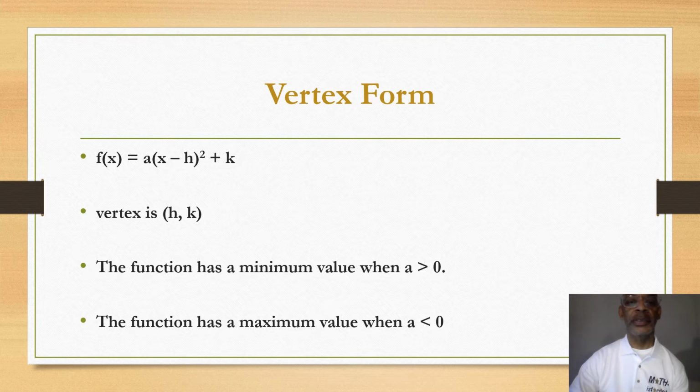Vertex form. Vertex form for a quadratic function is f of x equals the product of a times x minus h squared plus the k value, where the vertex is h, k. The function opens up when a is greater than 0. It will have a minimum value. The function opens down when a is less than 0. It will have a maximum value.